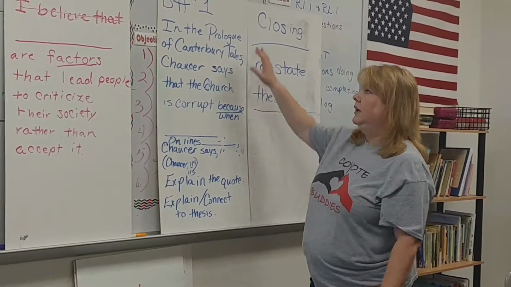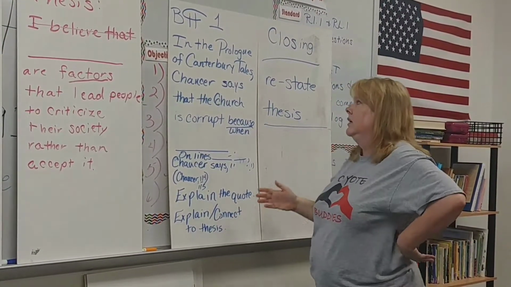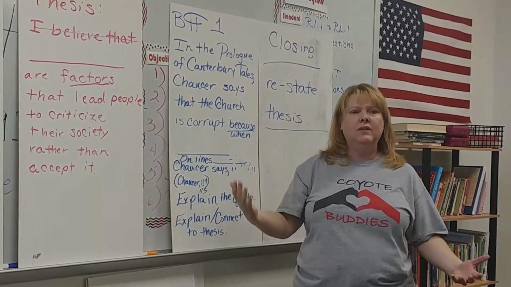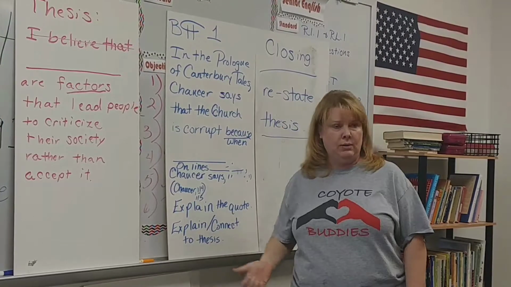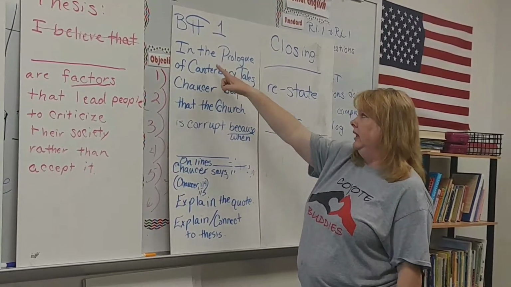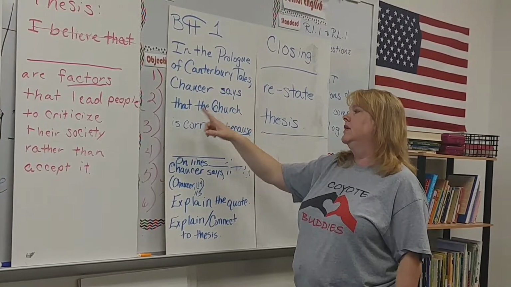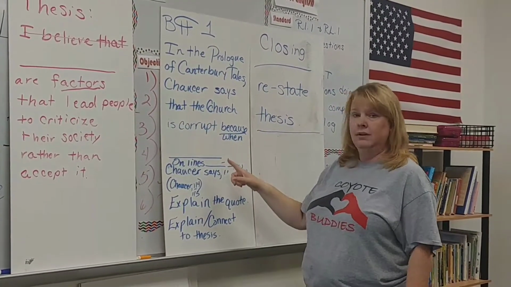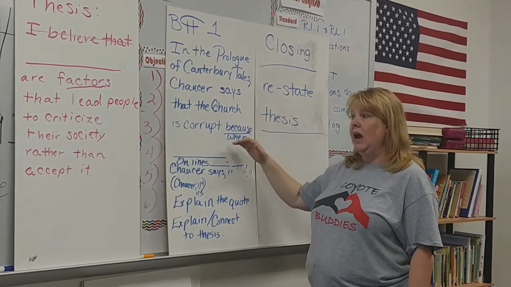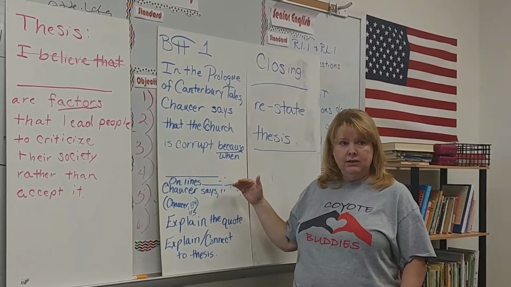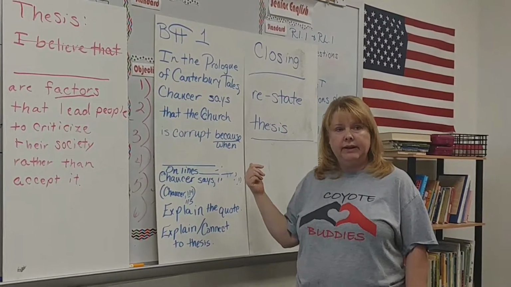So we're going to focus just on the first one and then kind of follow the format through, okay? So in our first body paragraph, I said we're going to talk about Canterbury Tales, right? So I want to make it as clear as possible what I'm talking about and who I'm talking about. So in the prologue of Canterbury Tales, comma, Chaucer says that the church is corrupt, right? Because, or when, and then finish that line. We have our own reasons on why we think Chaucer said what he did, right?